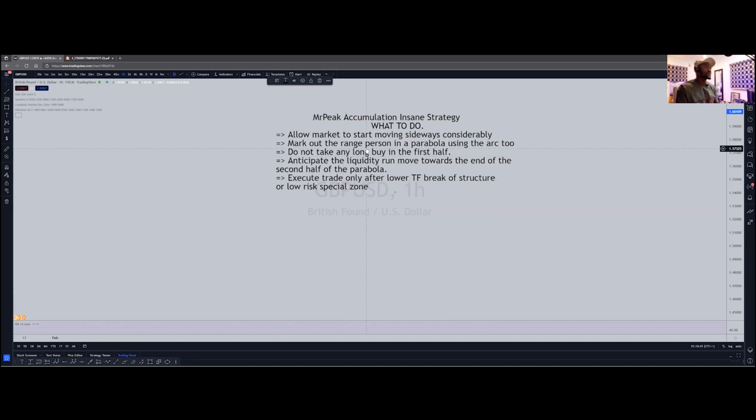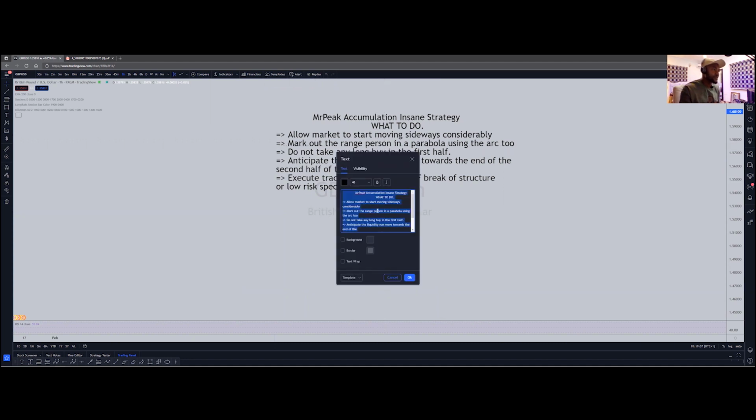So what to do? Now, the first thing I said, allow market to start moving sideways considerably. So before you want to spot accumulation after the prolonged downtrend, allow market to start moving sideways considerably. Then two, I said, mark out the range period. Sorry for that. Mark out the range period.